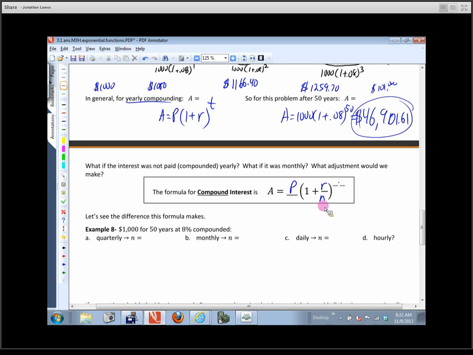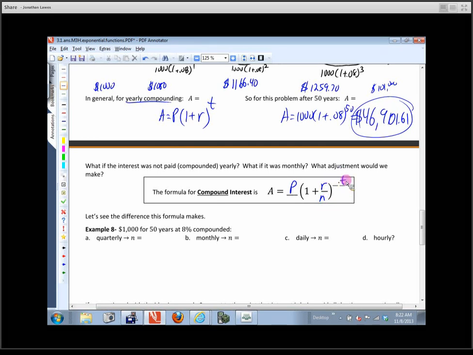There's the 8% altogether. They just divided it up into 4 equal pieces. Make sense? Okay. But if they divide it up, we have to keep track of how many times they paid us interest. So time is going to go right here, but we're also going to multiply that by n. So less interest, but they pay us that interest more often.